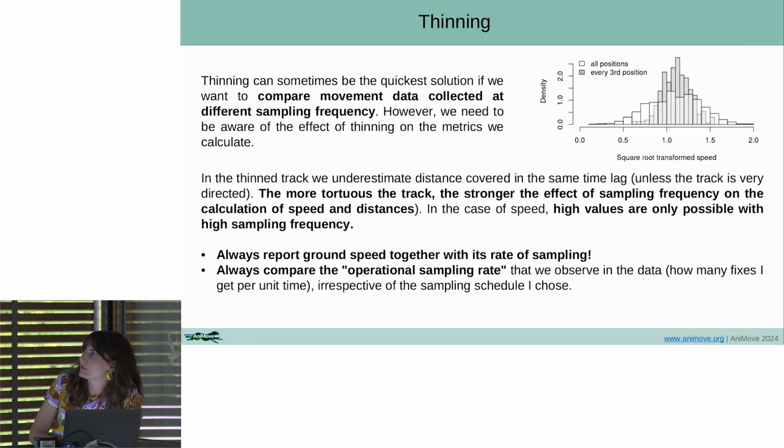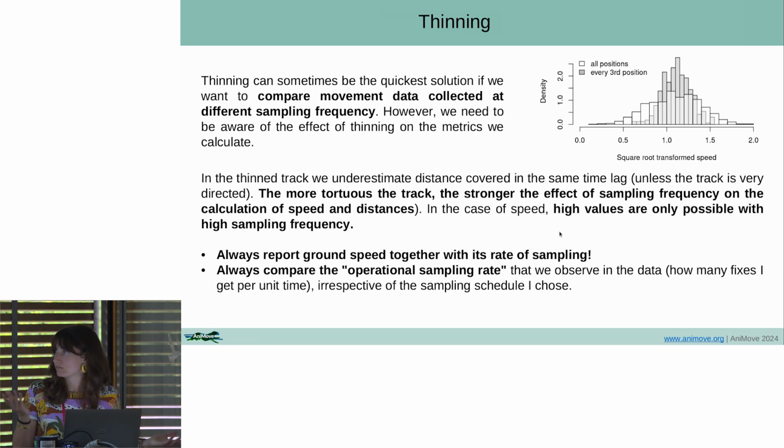Yes, just to conclude, a couple more things about the thinning, but we already talked about this. I was saying we underestimate the distance covered and the speed unless the animal is going straight. So if the animal is going straight anyways, like in migration, then probably your underestimation is not big because the animal is anyway going straight. But the more tortuous the track, the higher risk you have of underestimating speed and distances.